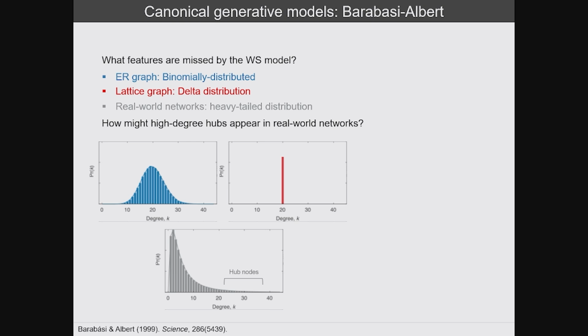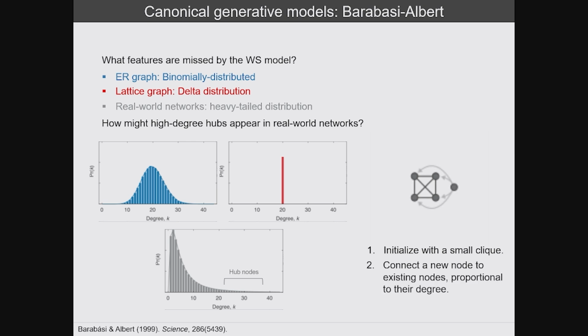We're progressing historically here. This is now 1999, when this model was first introduced. It starts with a small clique, a small set of highly connected nodes, and gradually adds nodes to this network. We're going to grow a network by node addition. And those new nodes, as we add them, are going to connect to the existing network in a preferential way. They're going to link to nodes proportional to their degree. So highly connected nodes in the network tend to inherit more connections.